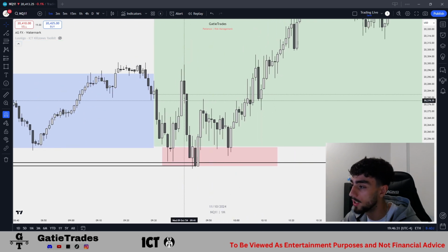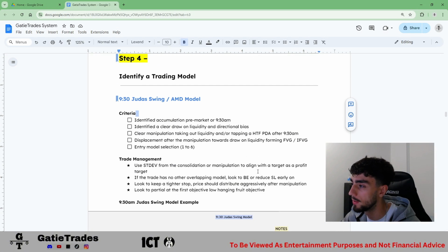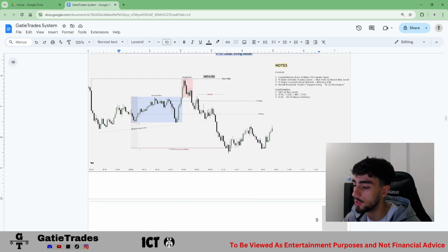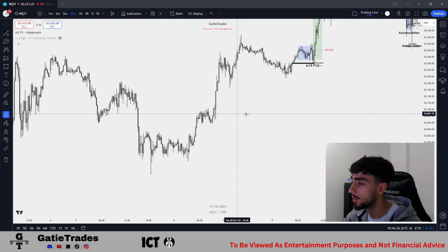There's no inversion here. Displacement's not valid at this point, but we have a bullish fair value gap right here. So it's valid. It's valid because of this bullish fair value gap. So if you go back to my criteria, displacement after the manipulation towards drawn liquidity forming fair value gap or inversion. If there's no forming fair value gap or inversion, then I don't qualify that as a displacement towards my drawn liquidity. So very simple AMD model right there.